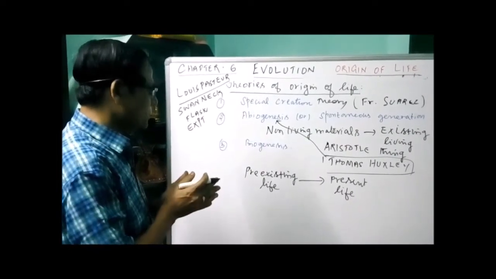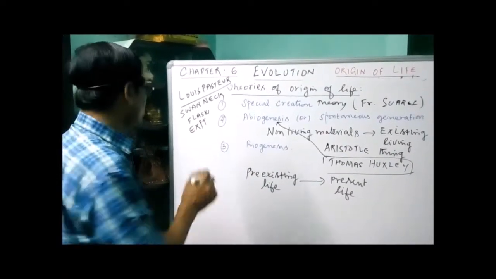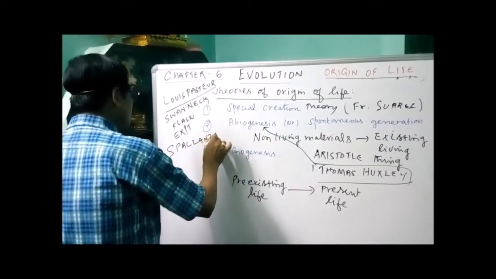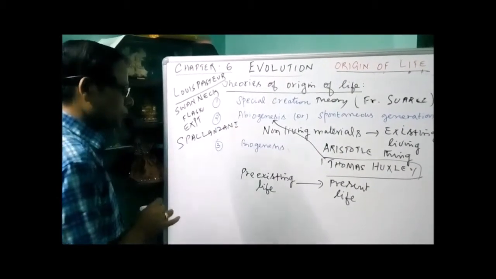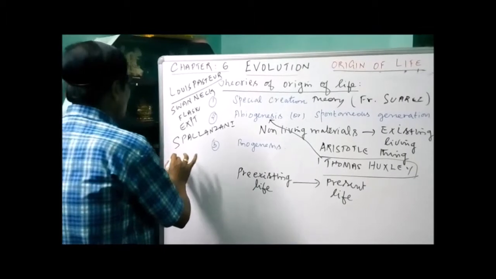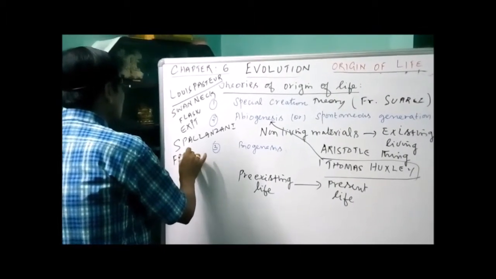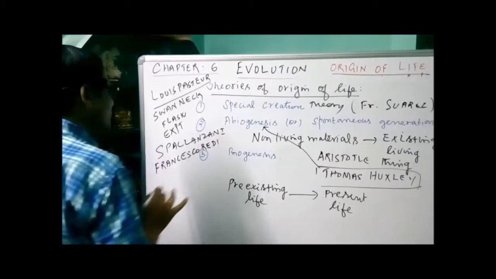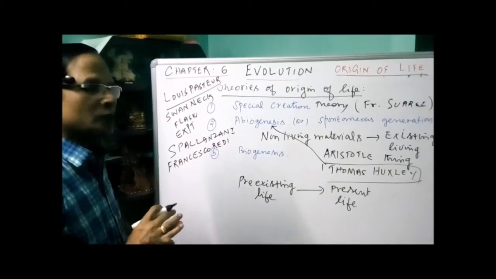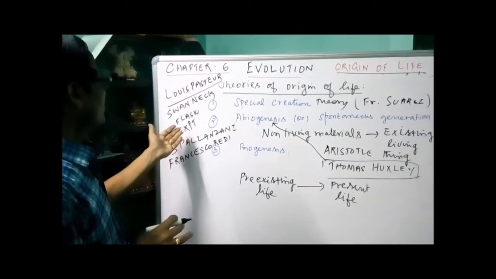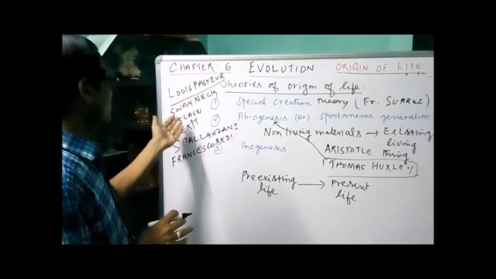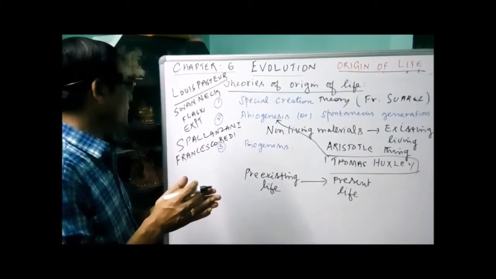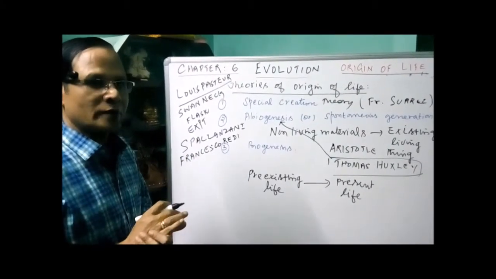Two other persons contributed in different ways and conducted experiments: Spallanzani, and also Francesco Redi. So these three people explain the concept of biogenesis through different experiments. The famous experiment conducted by Louis Pasteur is named the Swan Neck Flask Experiment, because the flask used for the experiment has a long neck, just like a swan's neck.